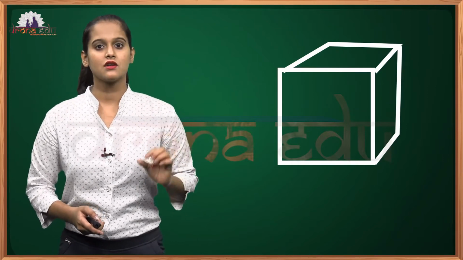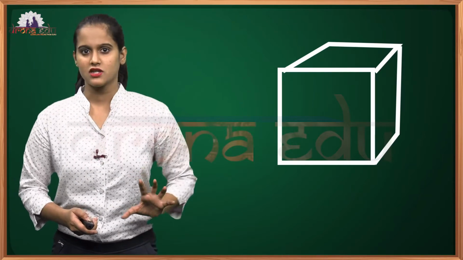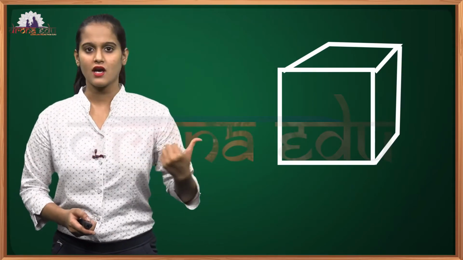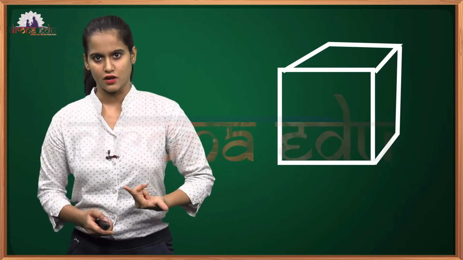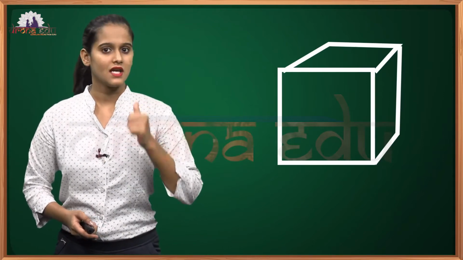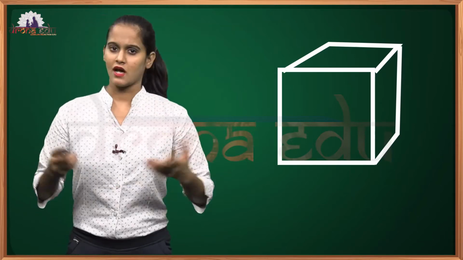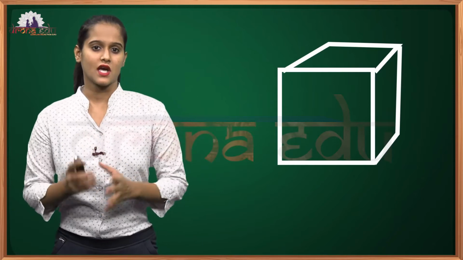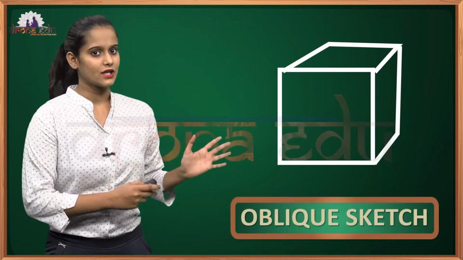So when I draw the cube here, you can see it's not of proper dimension, but when I see this drawing, I can say it is a cube. It's just a visual illusion here. So here the lengths are not proper, they may not be equal, but still it is the shape of a cube and you are able to recognize it, right? So such a kind of sketch of a solid is called an oblique sketch.